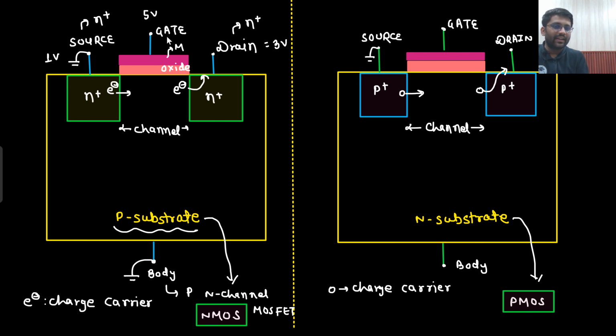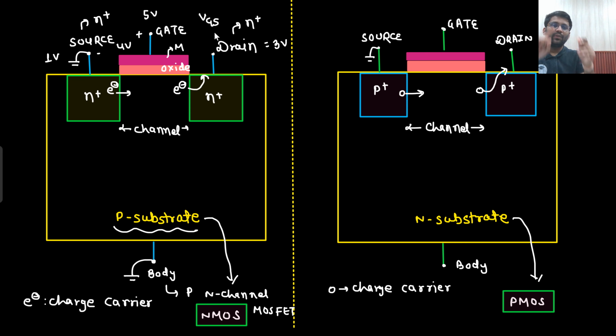If I say at the gate I am applying 4 volt with respect to source, that means the gate is at 4 volt and the source is at 0. If I say at the gate I am applying 5 volt with respect to source, so the source is at 1 volt and the gate is at 5 volt. Basically, the potential difference I want to maintain is 4 volt. So if this is at 1 volt, this will be at 5 volt. So I will not always write down the gate potential, I will write down the gate to source potential.